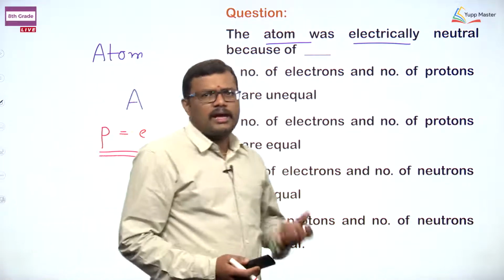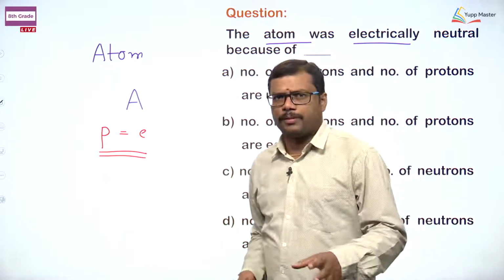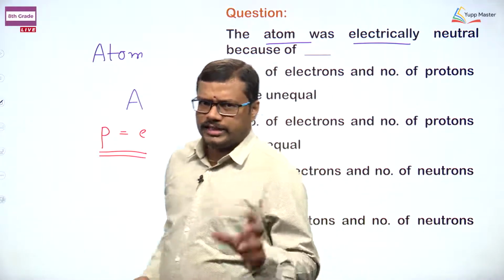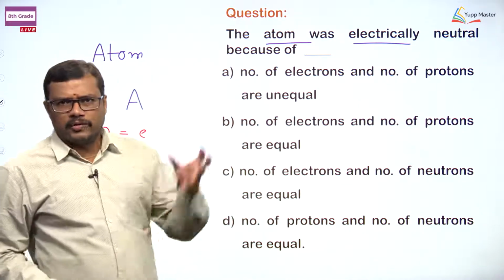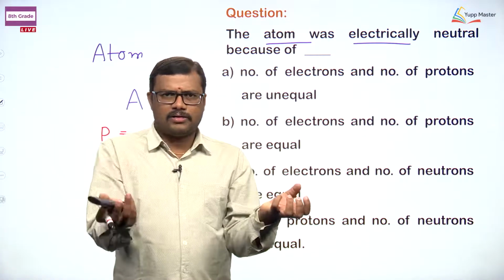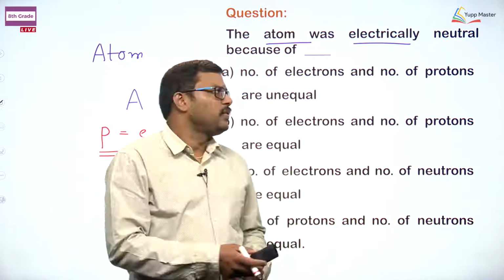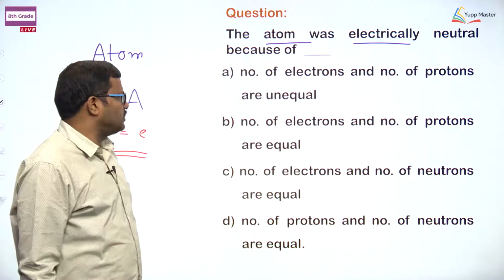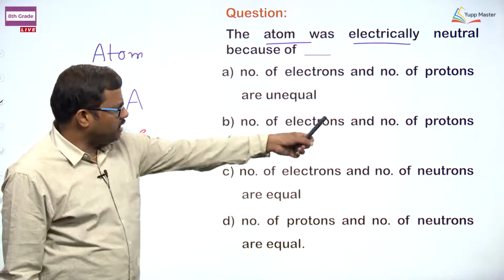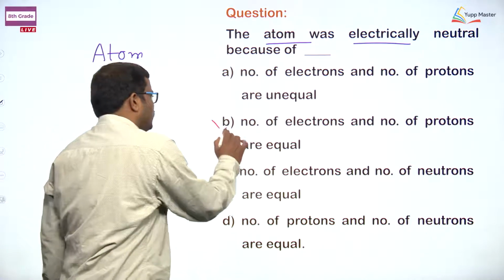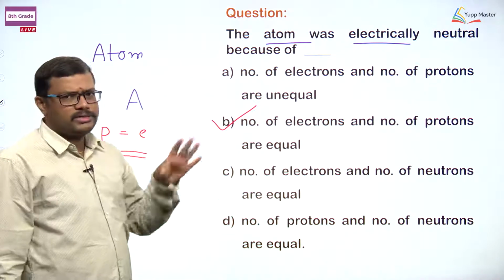The subatomic particle present in the atom which shows positive charge is the proton. The subatomic particle which exhibits negative charge in the atom is the electron. When the number of protons and the number of electrons are balanced, automatically the atom will be electrically neutral. In this case, if you observe the options, first one, number of electrons and protons are unequal, no. Number of electrons and number of protons are equal, yes, because of the presence of the same number of electrons and protons in the atom, the atom is electrically neutral.